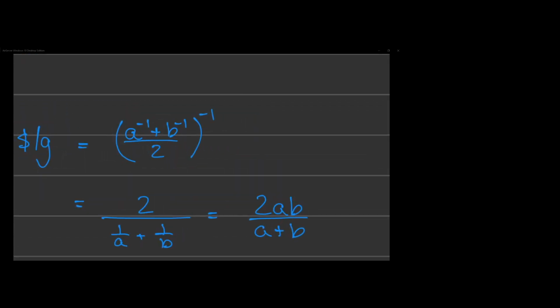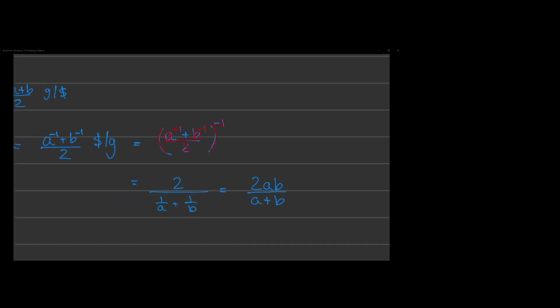And this is super interpretable, this one, because we're starting with A grams per dollar and B grams per dollar. We're converting them to dollars per gram, taking their average. So this guy is the average dollars per gram, and then just converting that back to grams per dollar. So that's the average grams per dollar.